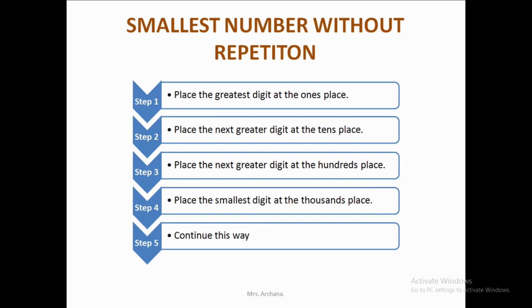Now we are going to write the smallest number without repetition. How to write the smallest number? Place the greatest digit at ones place, then place the next greater digit at tens place, then place the next greater digit at the 100 place, and place the smallest digit at the 1000 place. As we are finding the smallest number, obviously at the thousands place we will place the smallest digit. But in case we have 0 in those numbers, then for finding the smallest number, we are not going to place the 0 in the thousands place.